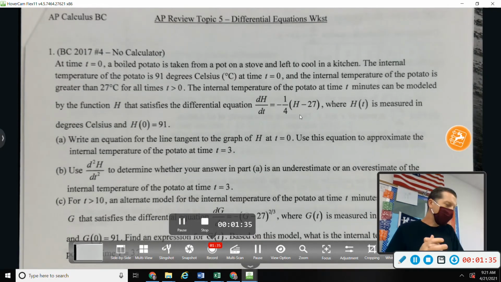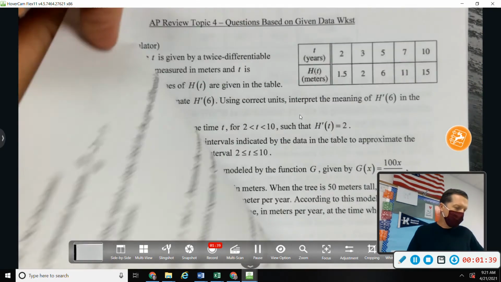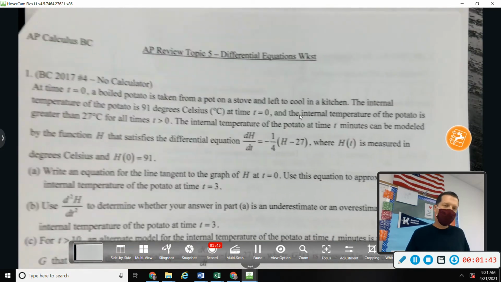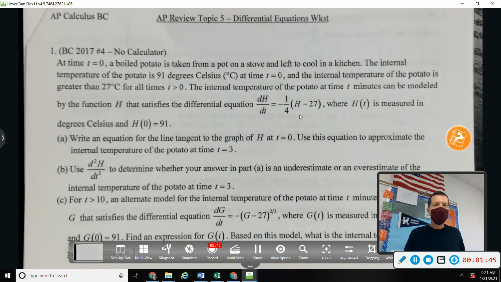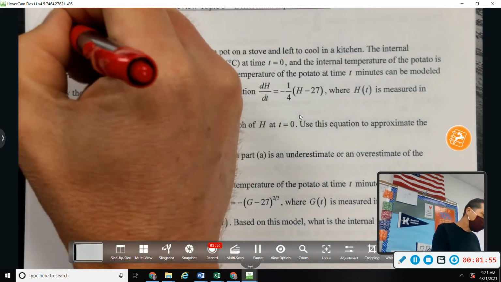All right, so looking at review topic 5, differential equations. We'll do 2 of these, and then we'll do the multiple choice that's differential equations. It's a little out of order. This first one we're going to do, number 1, from 2017. This one was on AB and BC.